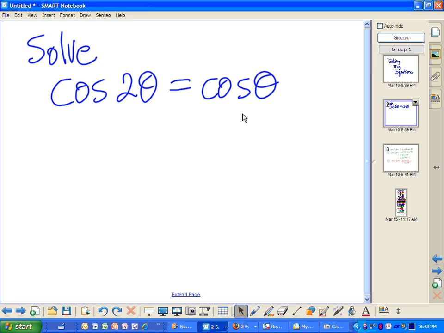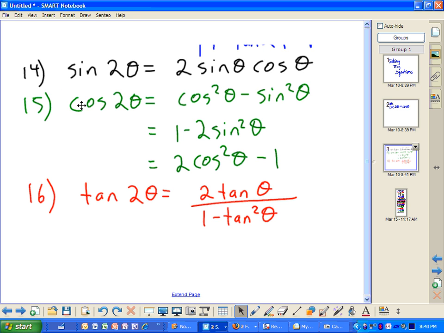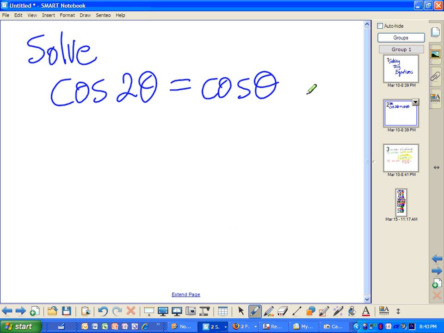Okay, so I first notice that we have an identity here, cosine of 2 theta. And that identity is one of the double angle identities. So I have a couple choices with that. Sometimes it's hard to know which one to choose. I have cosine squared of theta minus sine squared of theta, I have 1 minus 2 sine squared of theta, and 2 cosine squared of theta minus 1. But I'm going to choose this one. And the reason I'm going to choose that one is because we have the right side that's already cosine.